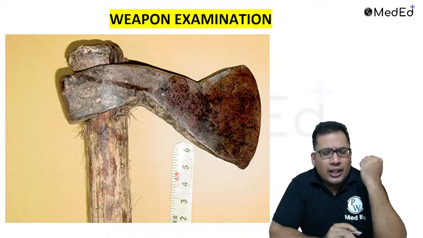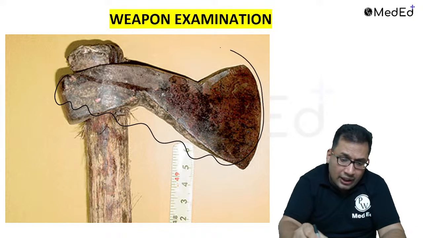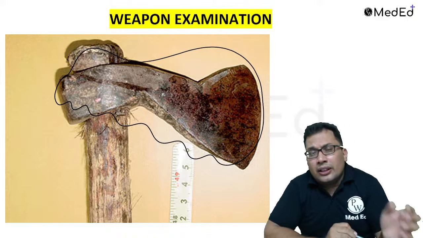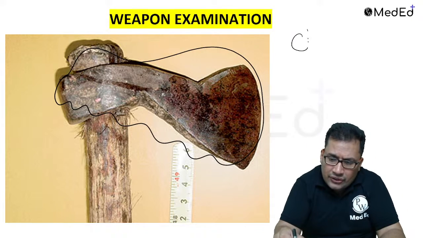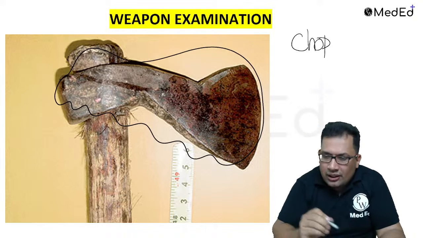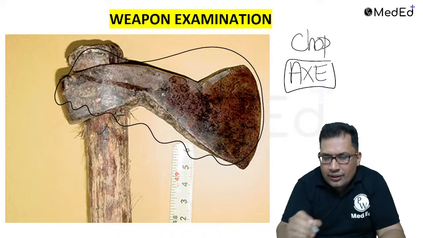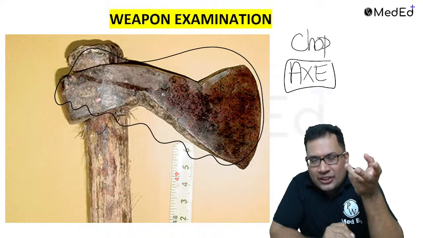Weapon examination. What is this weapon? Can I identify this? This is a heavy weapon and a dangerous weapon. It can lead to sharp wounds, deep gaping wounds, we say. So this is your heavy cutting weapon. This is an axe. So how to write a weapon examination certificate?